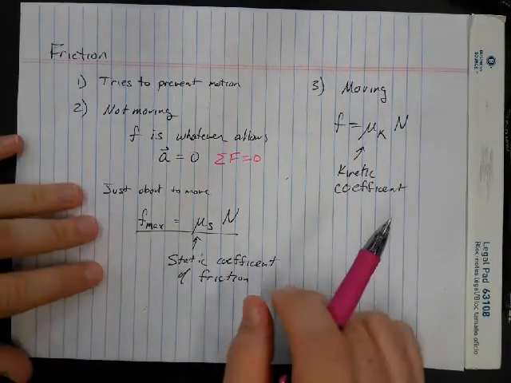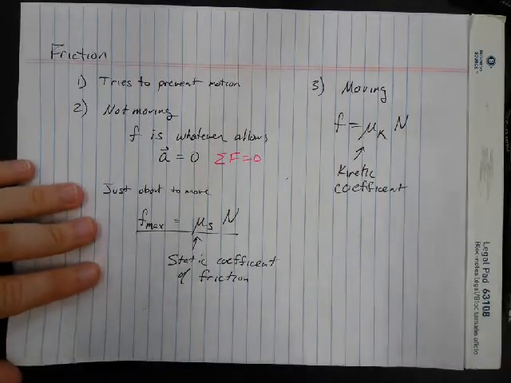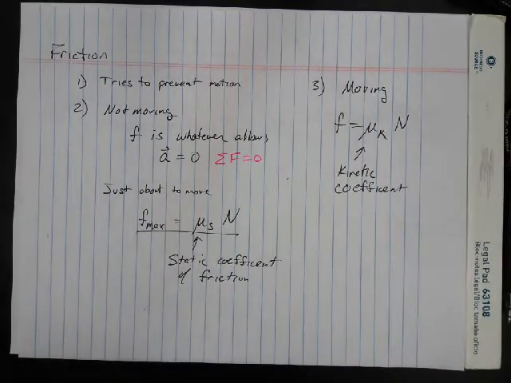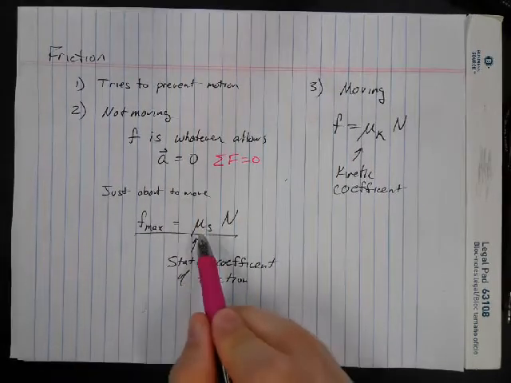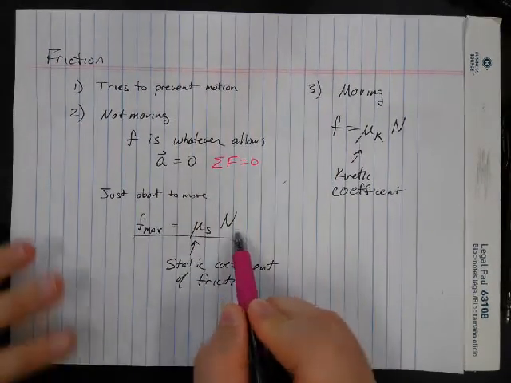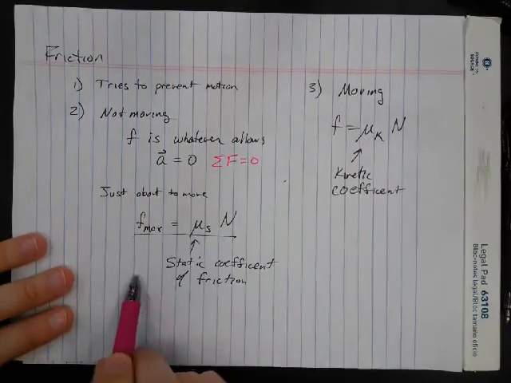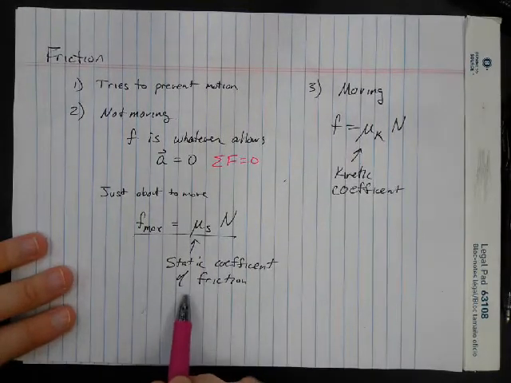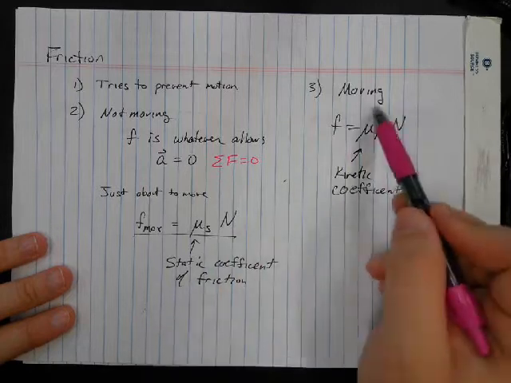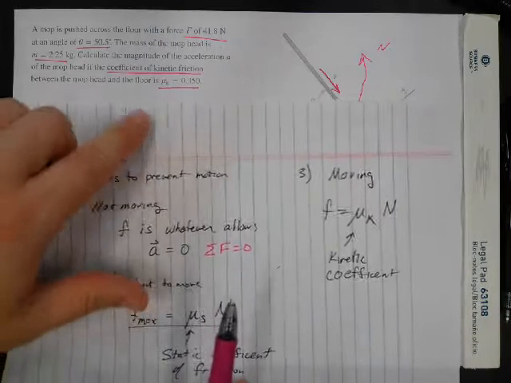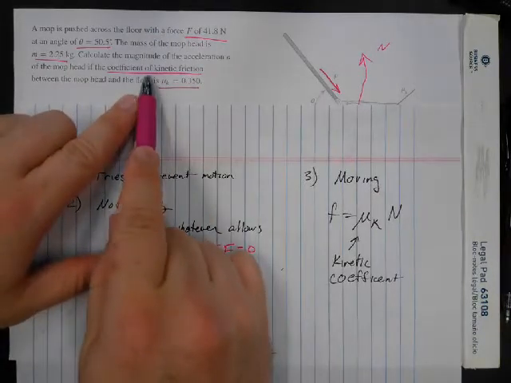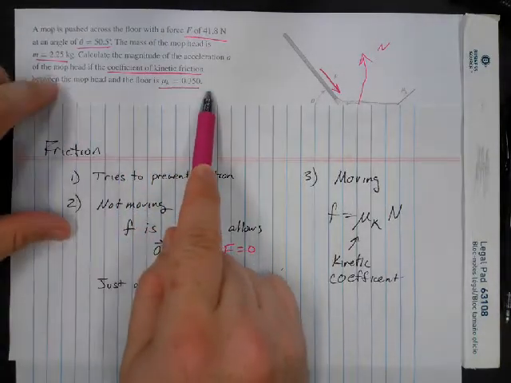If it's just about to move, then there is a maximum force that the surfaces can give to hold the object in place. That maximum friction force depends on some coefficient times the normal force. The coefficient, when it's just about to move, is called the static coefficient of friction. When it's moving, it's a different coefficient, a kinetic coefficient. And that's what we're given here: mu sub k is the coefficient of kinetic friction, and it's this particular value.